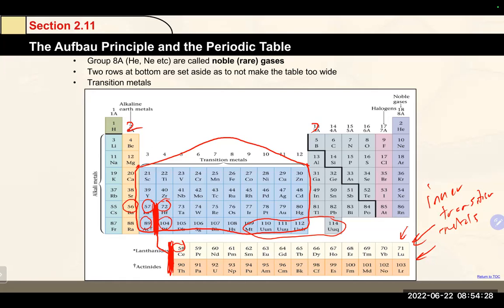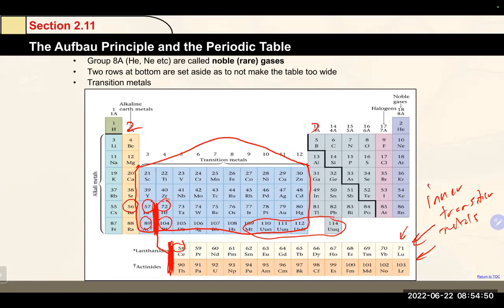You need to know, obviously, which way groups go, which way periods are. You need to know the correct representative numbering of 1, 2, 3, 4, 5, 6, 7, 8 in terms of the groups. You need to know the special names, that group 1 is the alkali metals, group 2 is the alkaline earth metals, where the halogens are, and which group are the noble gases.